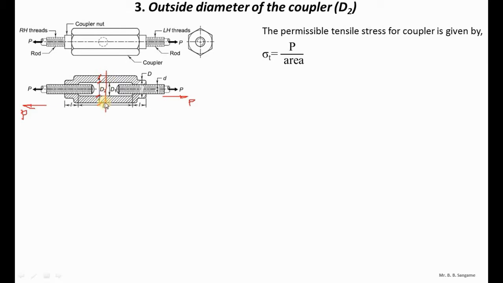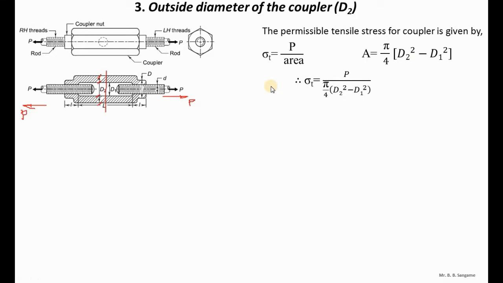If you consider this, it is actually the circular part. Internal diameter is d1 and outer diameter is d2. Then the area will be pi by 4 d2 square minus pi by 4 d1 square. That is the outer diameter of the coupler, which actually looks like a hollow pipe, having internal diameter d1 and outer diameter d2. So put the value of A in this equation. It will be sigma t is equal to P divided by pi by 4 times d2 square minus d1 square.